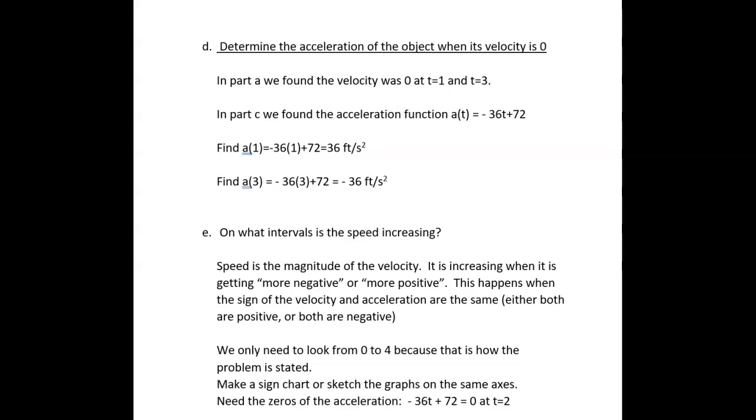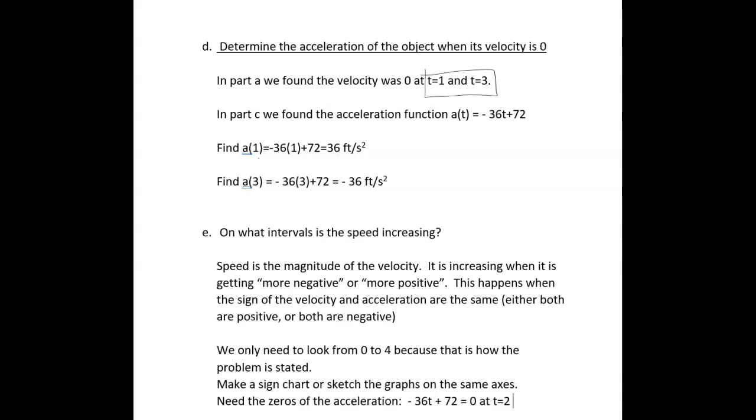Determine the acceleration of the object when its velocity is 0. So first you have to find when the velocity is 0, but you've got to remember we did that, maybe not in part A, it might have been in part B. We know the velocity is 0 at t is 1 and t is 3. So now they're just asking me to find the acceleration at 1 and the acceleration at 3. I actually just found the acceleration at 1 for part C. I did it out again here.